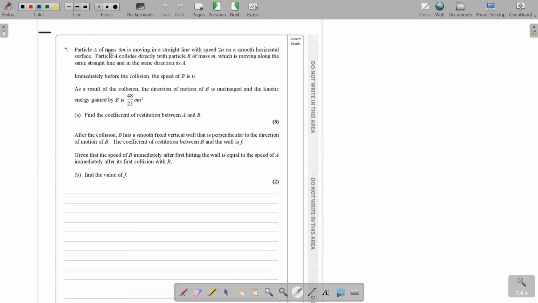Question number 7. Particle A of mass 3m is moving in a straight line with speed 2u on a smooth horizontal surface. Particle A collides directly with particle B of mass m, which is moving along the same straight line in the same direction as A. Did you see that? So both the particles are moving in the same direction. Are you with me?